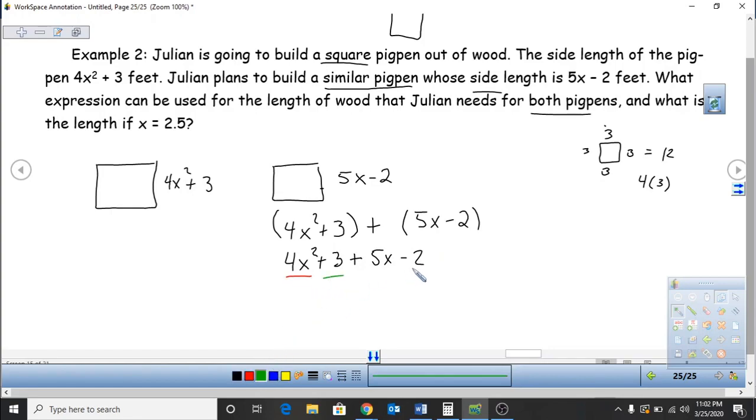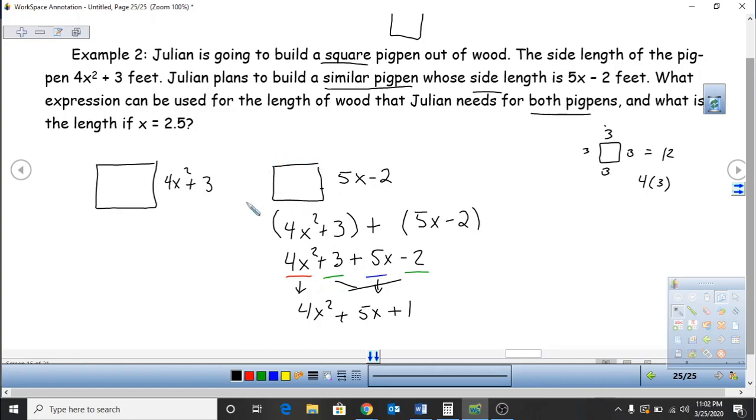I'm going to take my red color, and I'm going to underline the things that are similar, numbers and numbers, and then 5x goes by itself. If I rewrite this and just write down the final answer, these combine over here, and this does not combine. So I have 4x squared plus 5x, and then plus 3 minus 2. Well, that's just going to be plus 1. Okay, so this would be the sum.